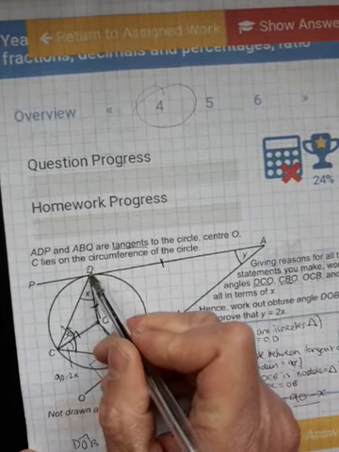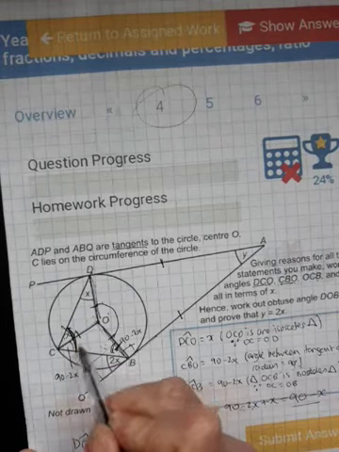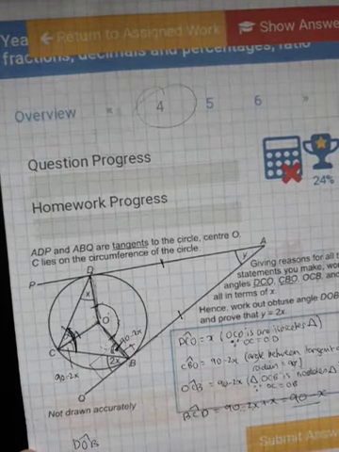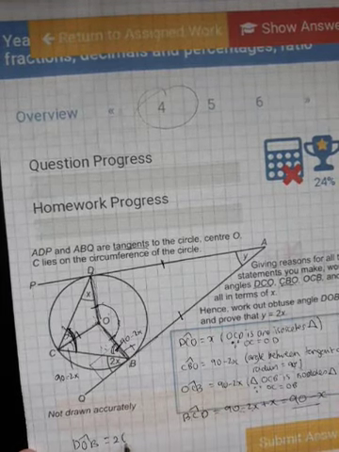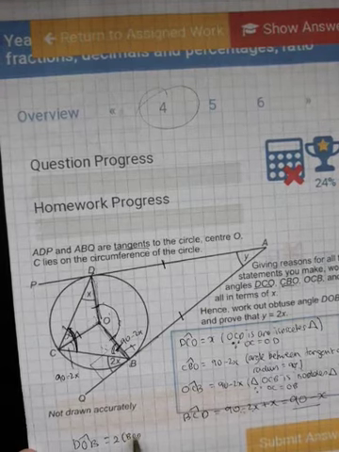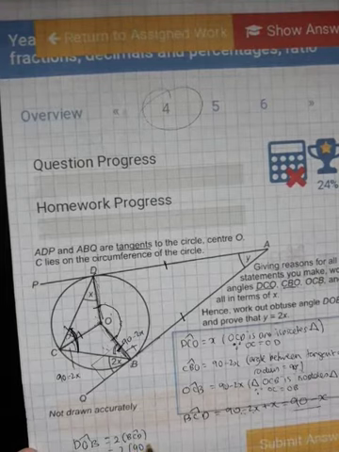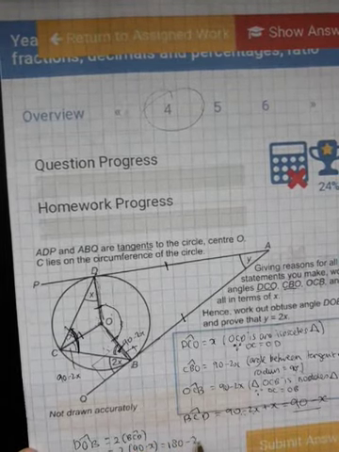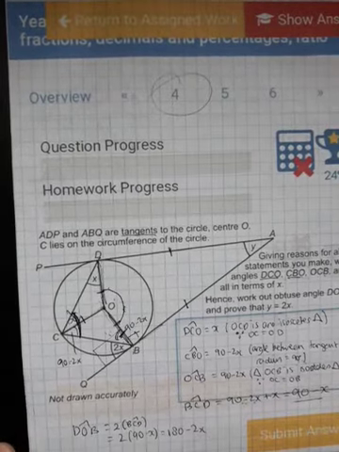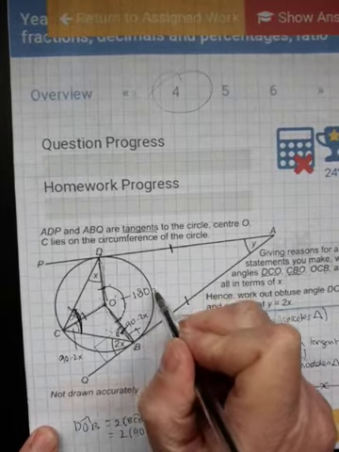If I bounce an angle off the circumference from D and it gets back to B, this angle here, if I double that, I'll get this angle here. So we can say that DOB is equal to 2 lots of BCD, which equals 2 lots of 90 minus x, which is 180 minus 2x. Excellent. Right. So again, go into my diagram.